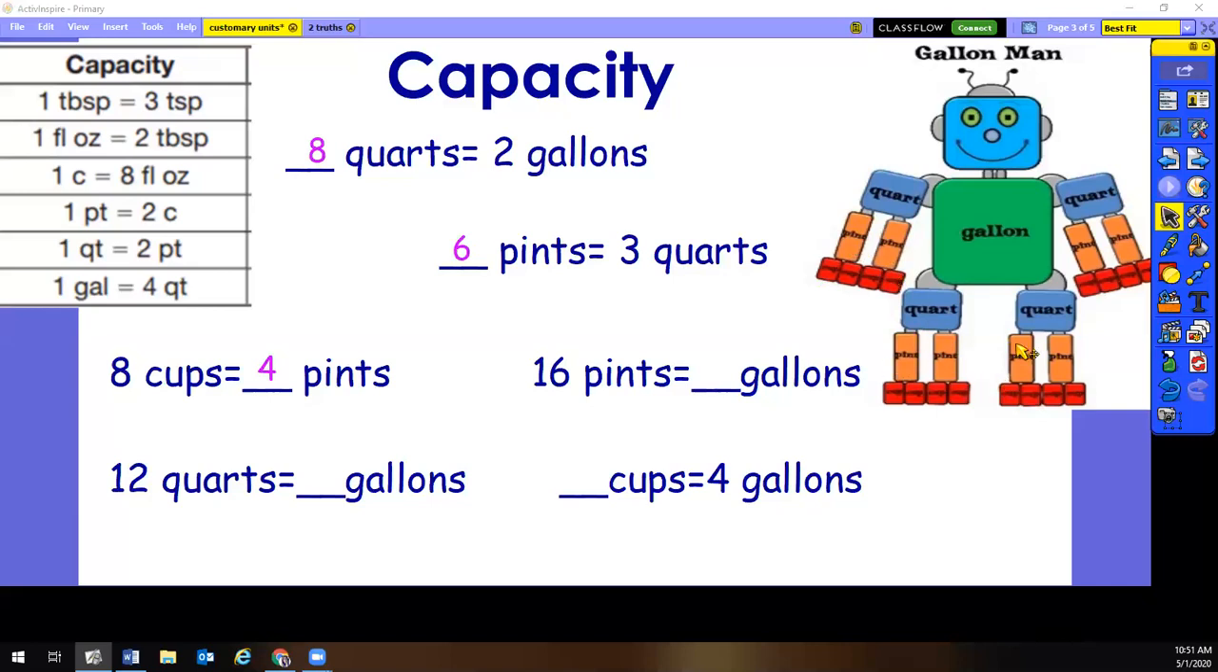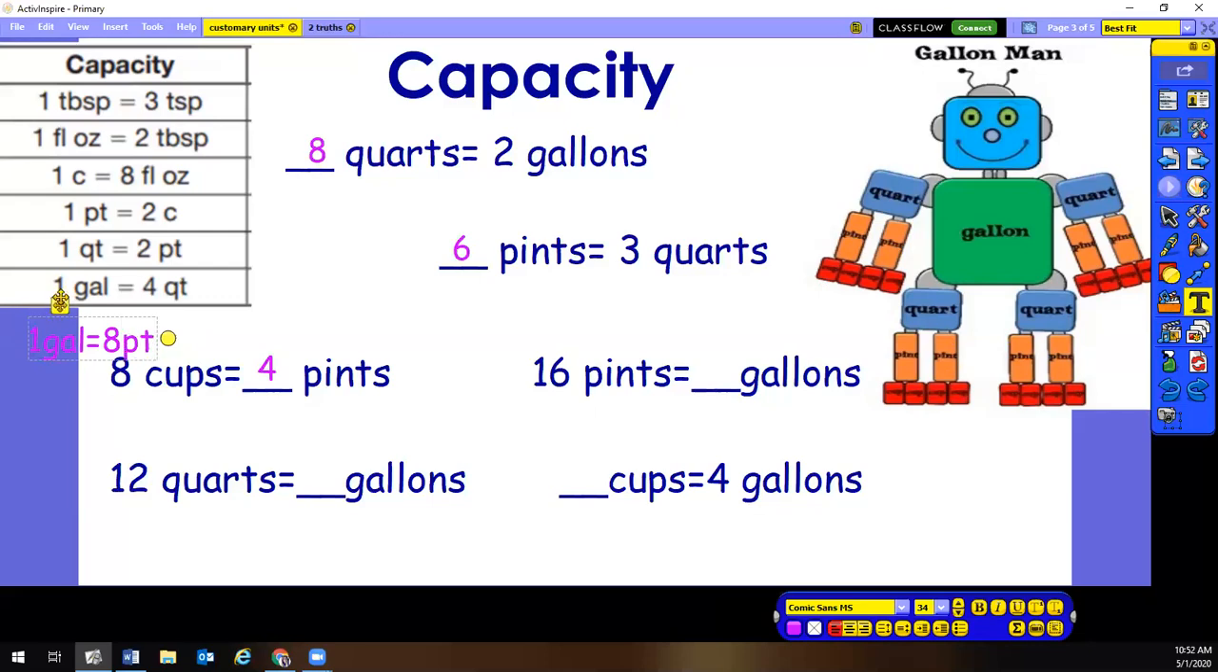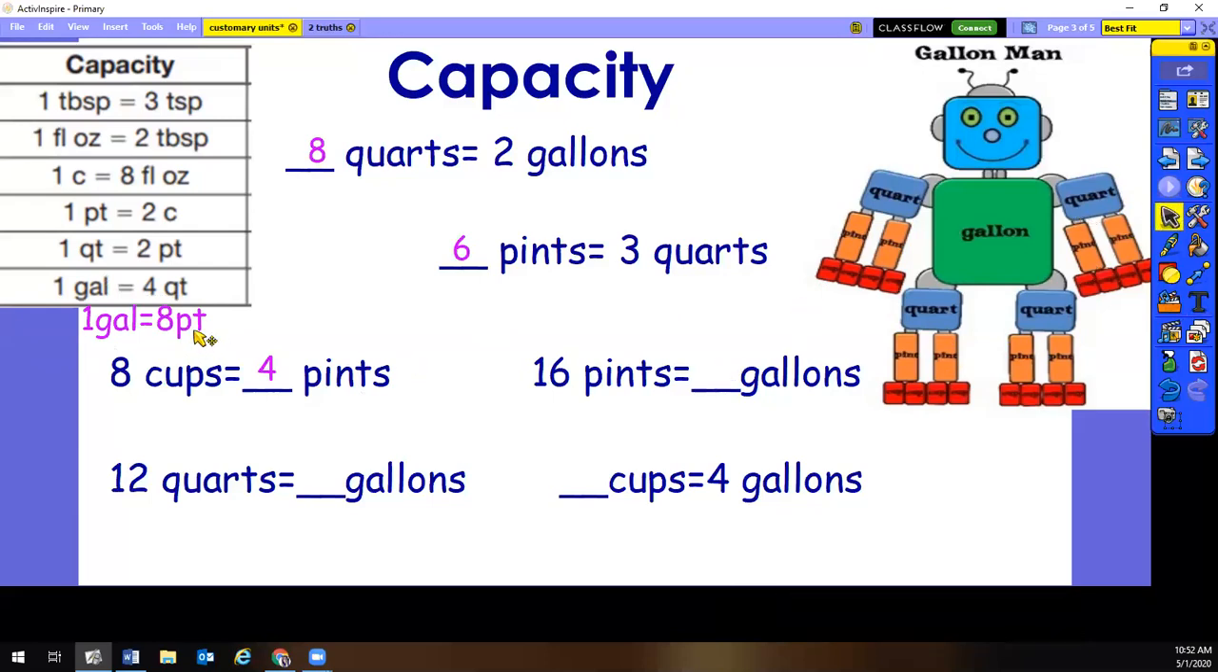So how many pints did we say were in this 1 gallon? Let's see, 1, 2, 3, 4, 5, 6, 7, 8. So I can put that over here and say 1 gallon is 8 pints. 1 gallon equals 8 pints. Well, if 1 gallon equals 8 pints, I know I have to divide by 8. I'm going to divide these pints by 8 to figure out how many gallons that would be.